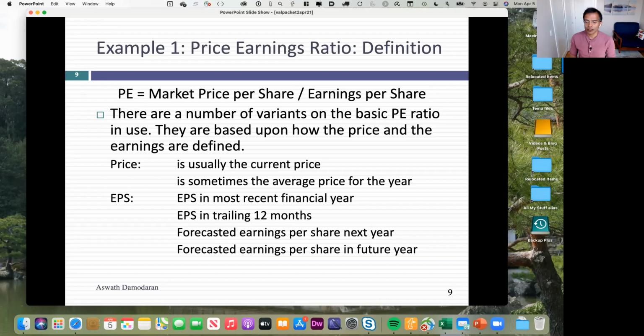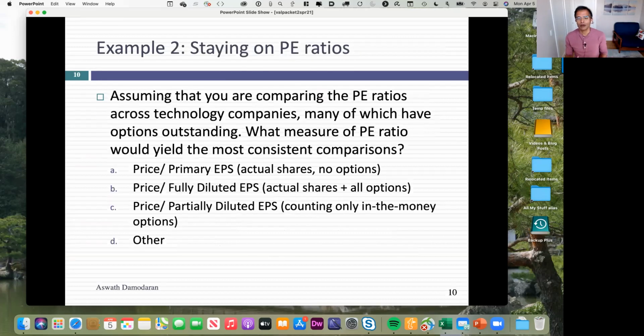So PE ratios are inconsistent. But let's add to this by looking at comparing PE ratios across the sector. Let's assume you're looking across tech companies. You're looking at PE ratios for these companies, and they all have options outstanding. But different amounts. Some have few options, some have lots of options, some have in the money options, some have out of the money options. This is not a hypothetical. This is going to be true whenever you look at tech companies. And you're trying to come up with a PE ratio that is not going to be biased by the presence of options.